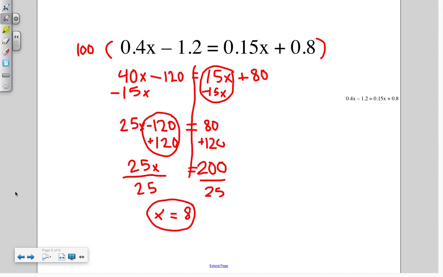All right, so I hope that helps with fraction and decimal busters. I can post a few worksheets for you guys to try as well.